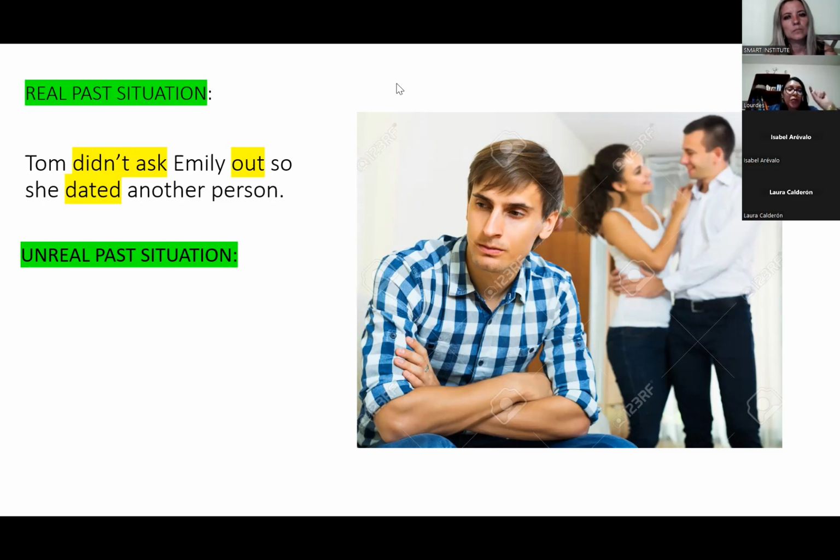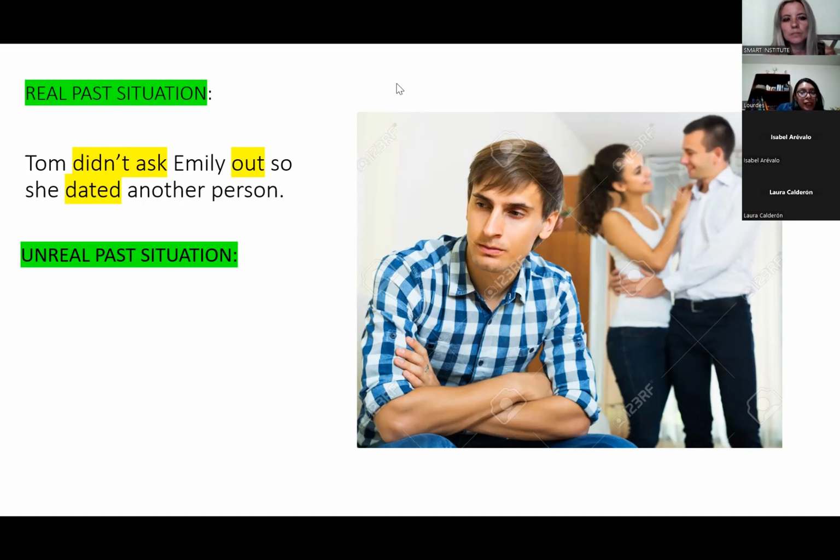Okay. You are going to change the past simple into past perfect and the perfect conditional. This is the reality. Tom didn't ask Emily out, so he didn't invite Emily, and Emily dated another person. And now he's very sad. So he is not happy, he is sad. He has a regret, or he regrets his action that he didn't invite Emily.